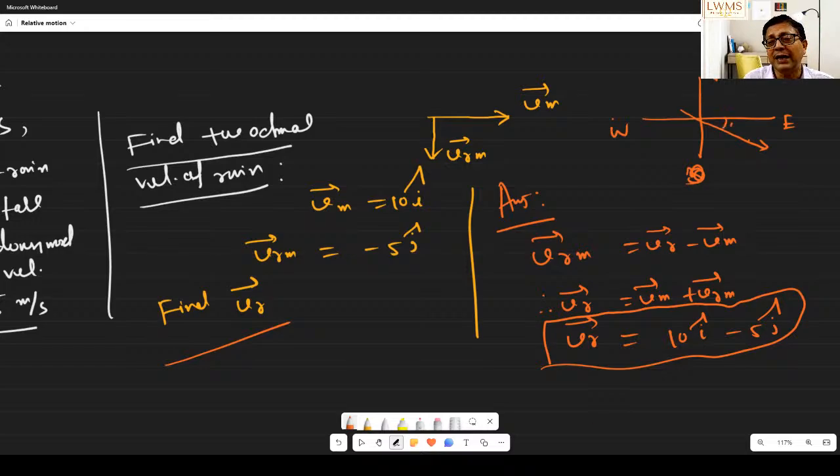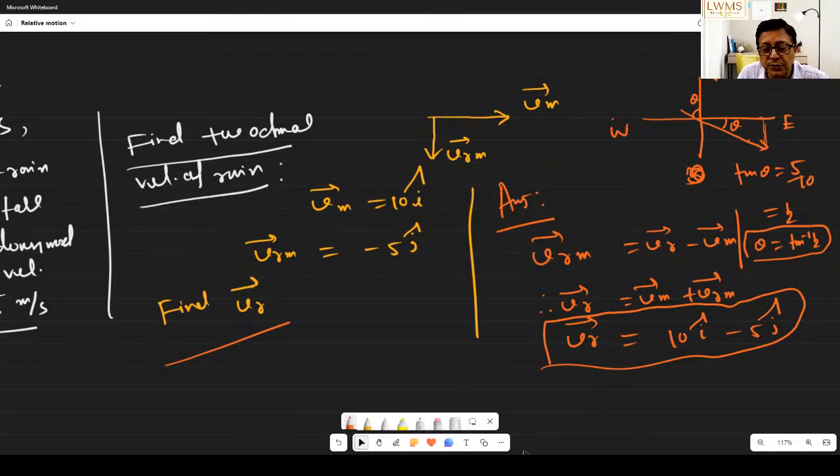So this angle can be stated using this concept only. This angle will be what? VR, this 10 this way, minus 5 this way. So tan theta will be 5 by 10, that is half. So theta equals tan inverse half. Okay? So I hope you have understood the concept of relative motion.